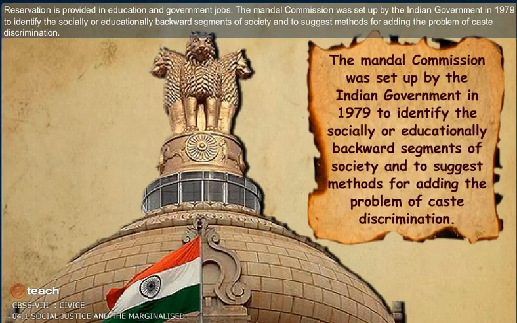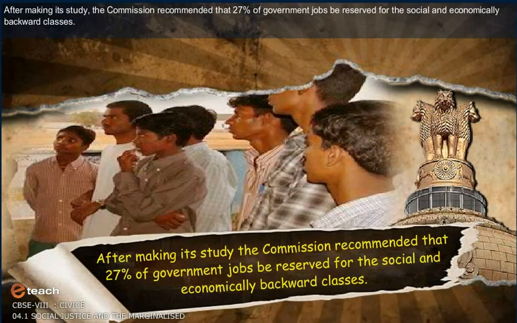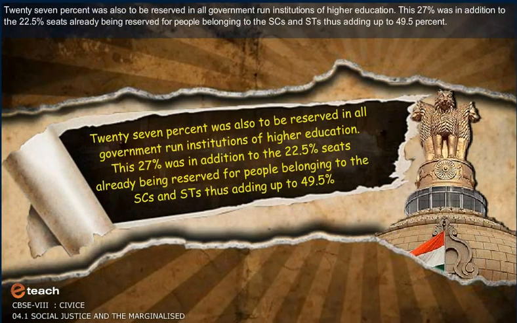The Mandal Commission was set up by the Indian government in 1979 to identify the socially or educationally backward segments of society and to suggest methods for addressing the problem of caste discrimination. After making its study, the Commission recommended that 27% of government jobs be reserved for the social and economically backward classes. 27% was also to be reserved in all government-run institutions of higher education. This 27% was in addition to the 22.5% seats already being reserved for people belonging to the SCs and STs, thus adding up to 49.5%.